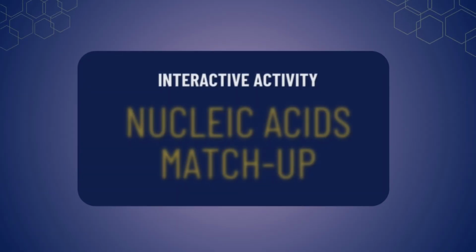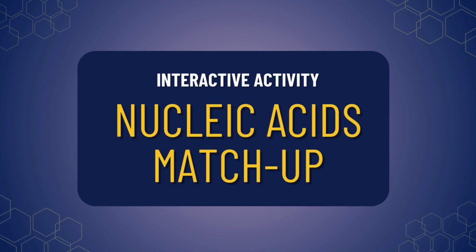It's time for an activity called Nucleic Acid Matchup. Let's see how well you can tell DNA and RNA apart. So here's how it works. You'll see 6 cards, each one describing a structure or function. Your task is to match them to either DNA or RNA. If you need more time to think or write, feel free to pause the video.